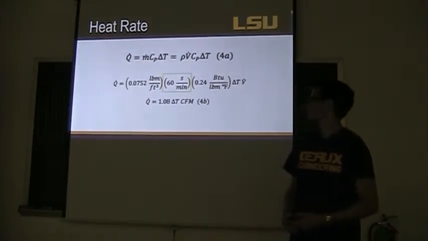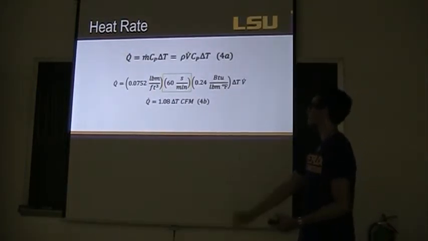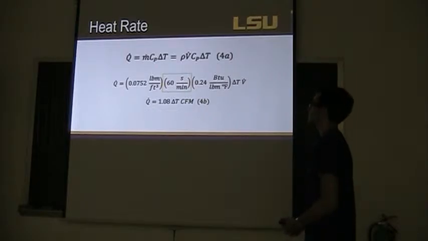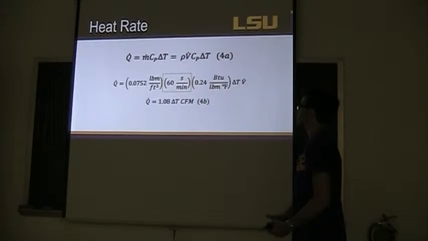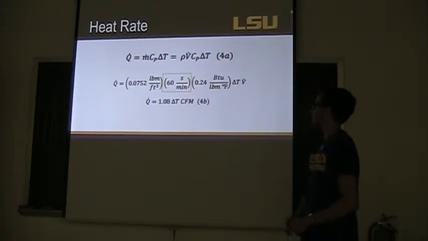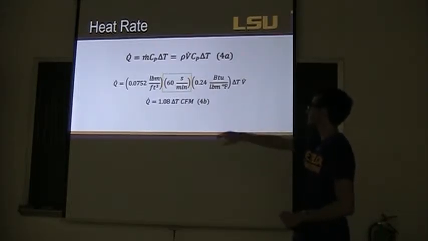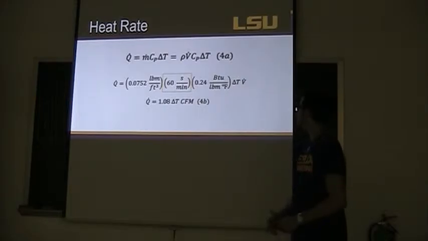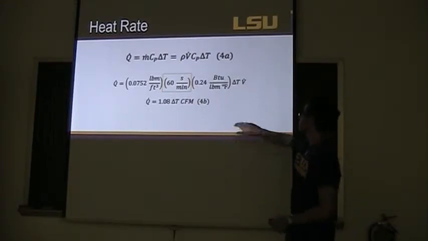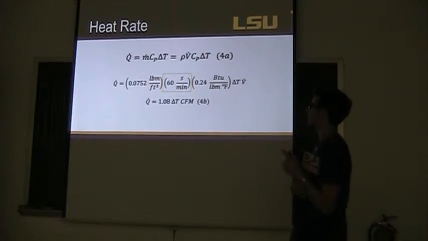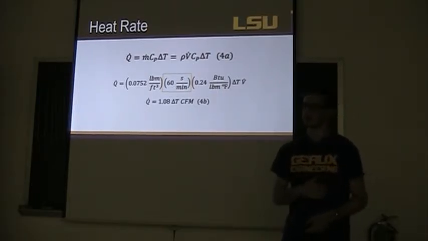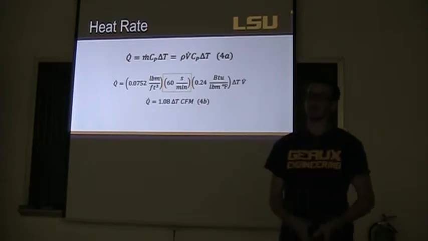So here come the thermodynamic equations that are going to allow us to characterize the system. You've all seen this equation before. It's the m c_p delta T equation. One thing I found strange is this little 60 seconds over a minute conversion. If you want your flow rate in cubic feet per minute, that should probably be the inverse, so that your output will be BTUs per second, which you will then be able to convert to watts later.